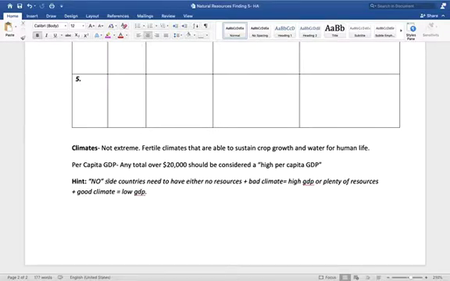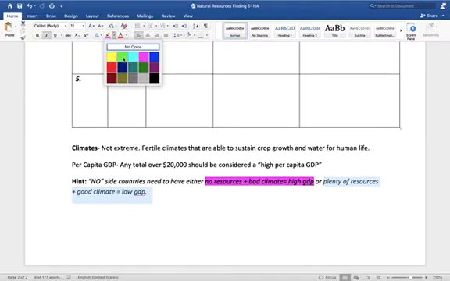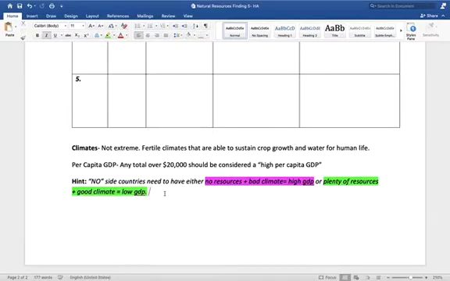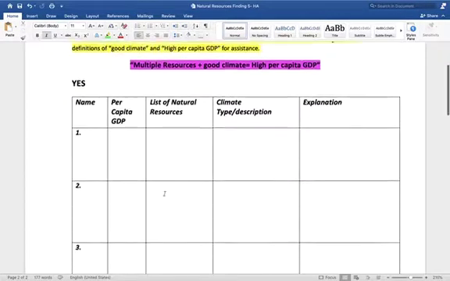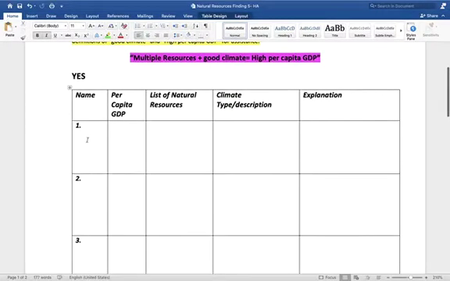I'll give you another hint here. The no side countries, you need to have either no resources plus a bad climate equals a high per capita GDP, or you've got to have plenty of resources plus a good climate equals a low per capita GDP. It has to work one way or the other on the no side. All right, so let's go back at the top. Remember I said you can't use the United States as an example.